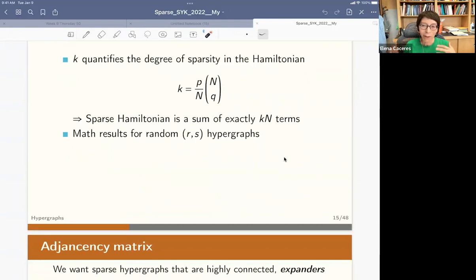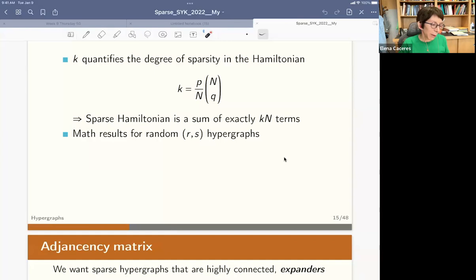Okay. So now we want these objects that are called regular and uniform hypergraphs, right? But we really want them to be random, because our Hamiltonian is given with this random coupling. So it turns out that there are mathematical results for random regular and uniform hypergraphs. These are very recent results.